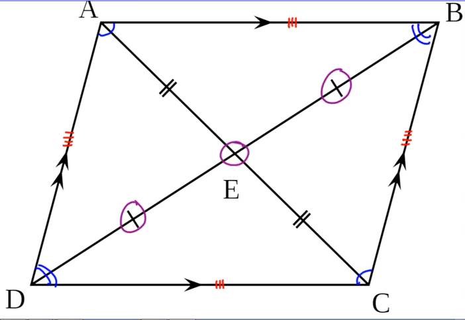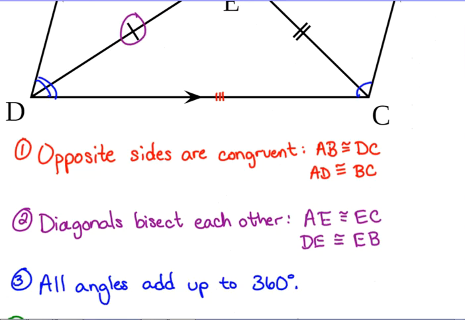Now, I know in this picture, particularly with D and B, it looks like that diagonal may be an angle bisector, that it cuts angle B and angle D in half. That is not always the case. The diagonals in a parallelogram do not have to be angle bisectors. They could be, but they do not have to be. In a square, they would be, but you can't say that about all parallelograms.